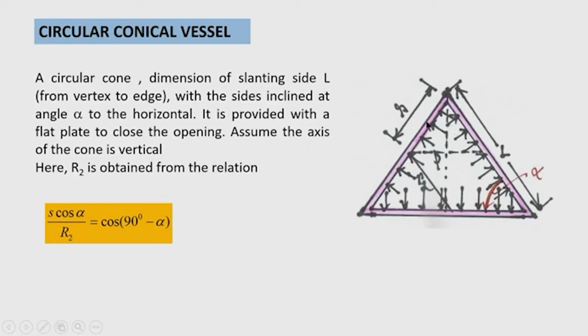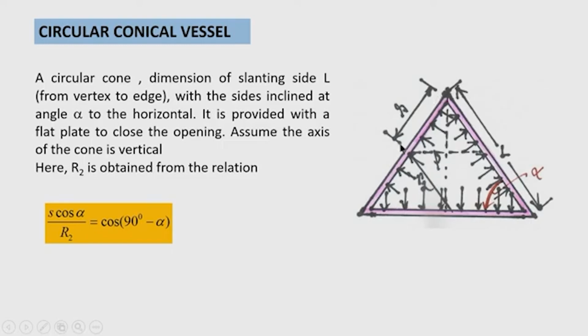It is formed by generating a slanting, inclined straight line about the axis of rotation, and then we form a cone. However, the closure is provided with a flat plate. So, alpha is the angle that the slanting side makes with the horizontal. L is the length of the slanting side, and the other parameters we will find from the geometry.